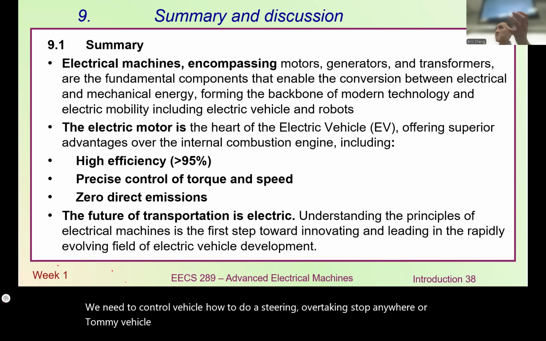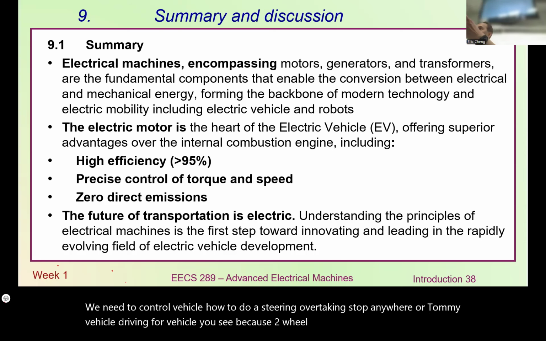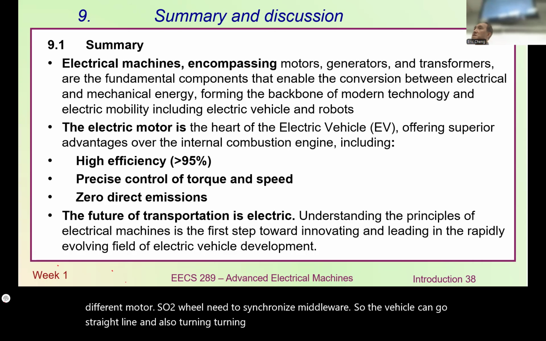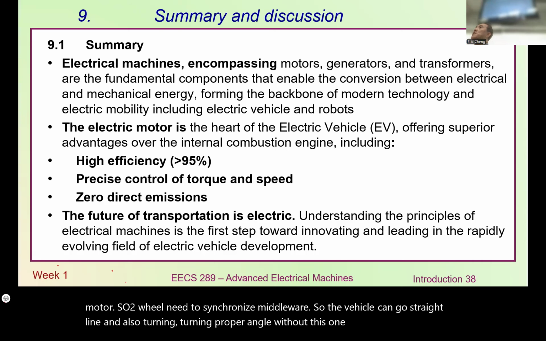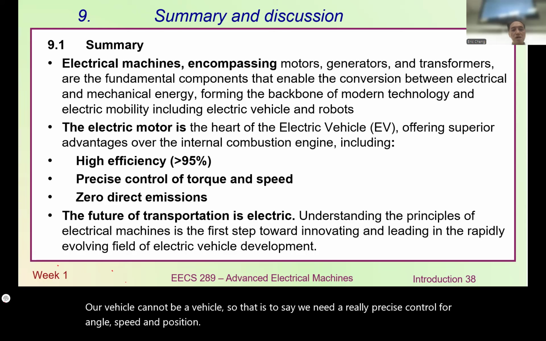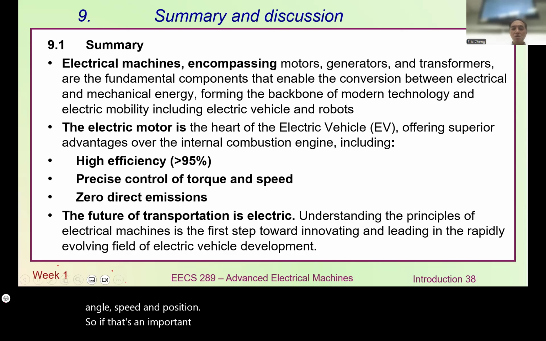For a vehicle, you see we have two wheels. Each wheel is controlled by a different motor. The two wheels need to synchronize really well so the vehicle can go in a straight line and also turn at the proper angle. Without this, our vehicle cannot be a vehicle. So we need really precise control of angle, speed, and position. That's the important part. Zero emission is also wonderful.